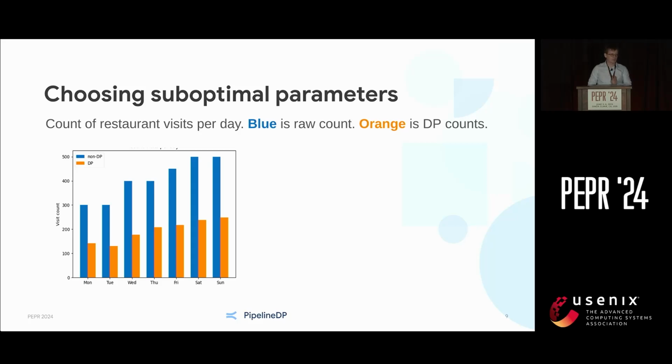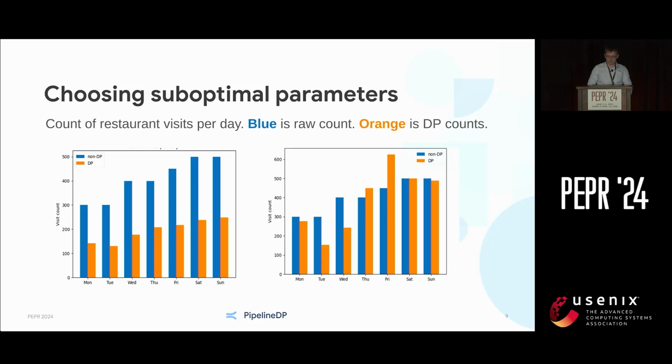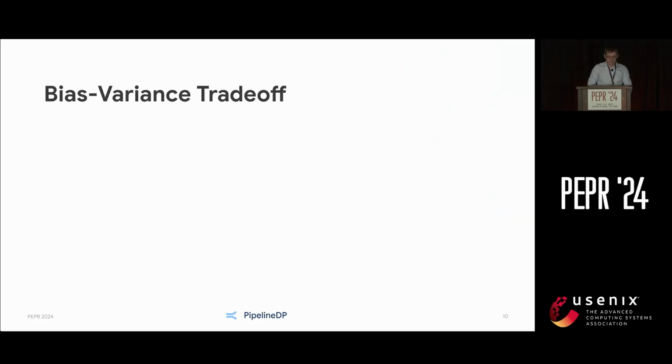Basically it introduces a lot of statistical bias in the output. On the other hand, if you choose these parameters high, then sampling will be almost no operation, but Laplace noise will be high. And essentially, we have a bias-variance trade-off here.